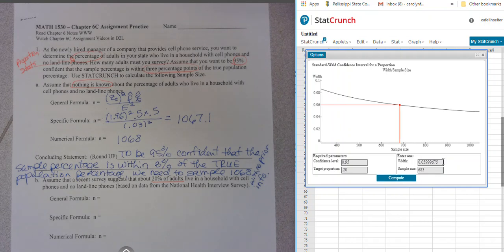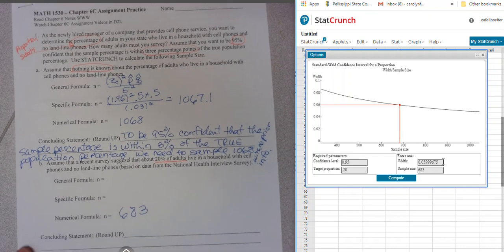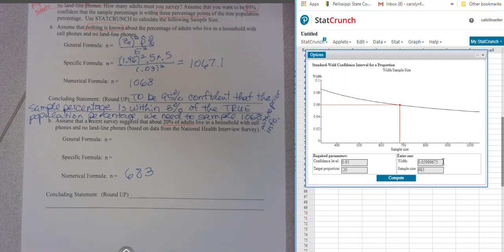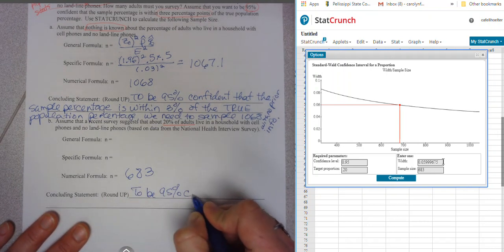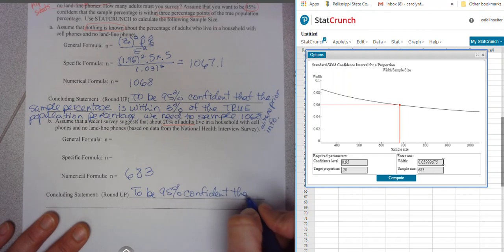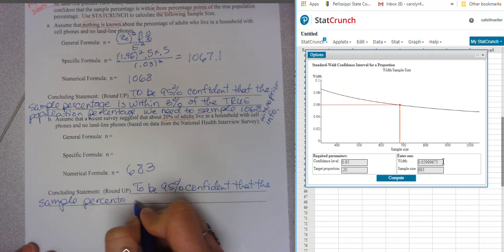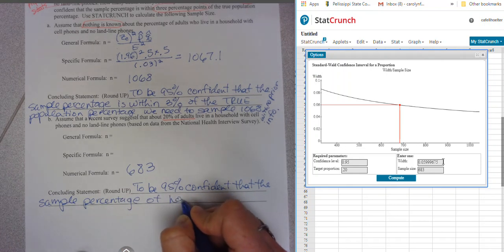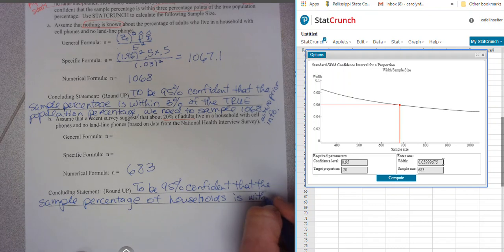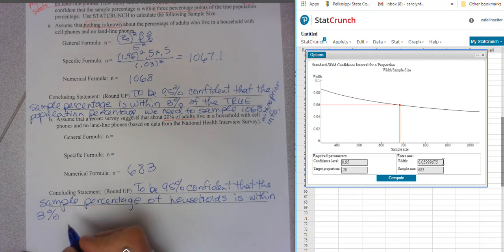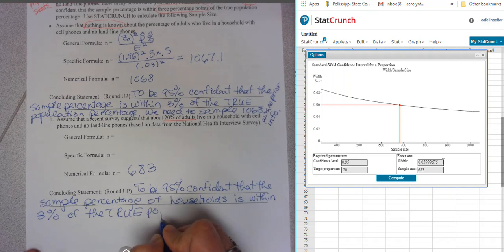So that's a sample size of 683. What that really means is, to be 95% confident that the sample percentage of households is within 3% of the true population percentage.